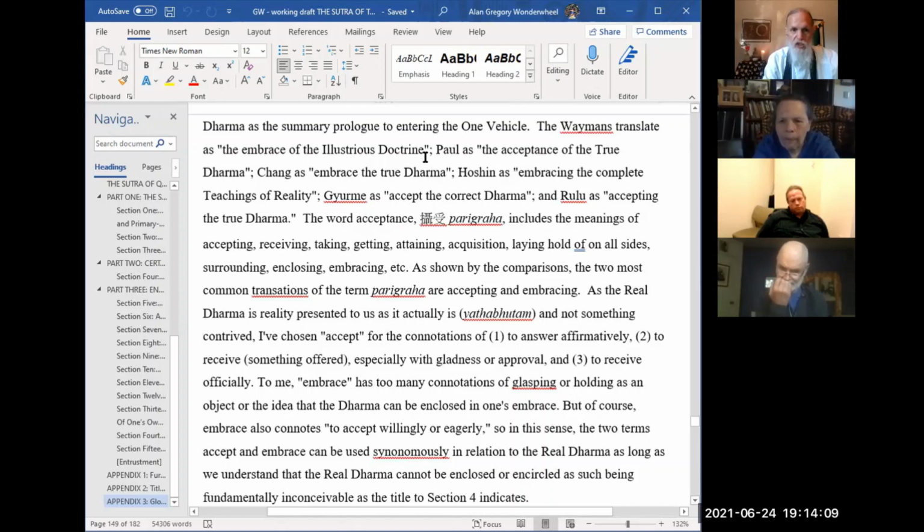Some of the other translations here, the Waymans have, again, to embrace the illustrious Dharma. Paul has acceptance of the true Dharma. Chang has embraced the true Dharma. Hoshin translation has embracing the complete teachings of reality.